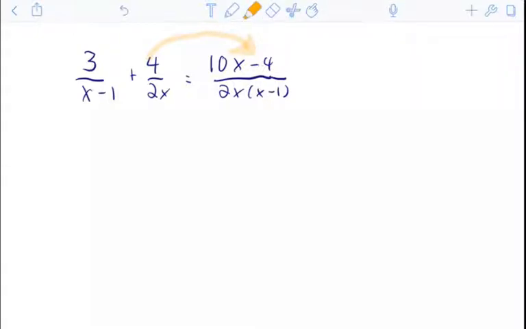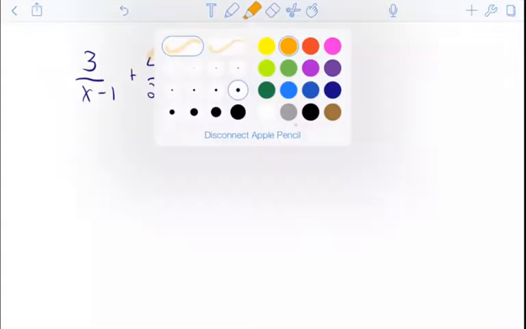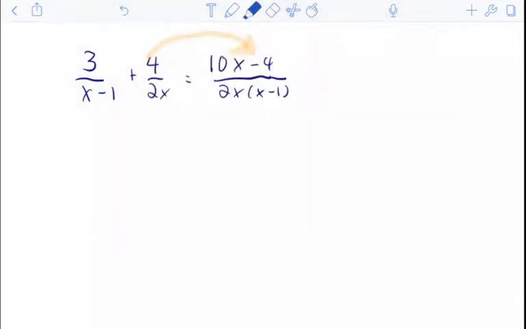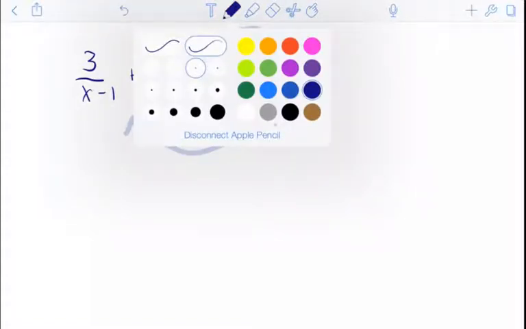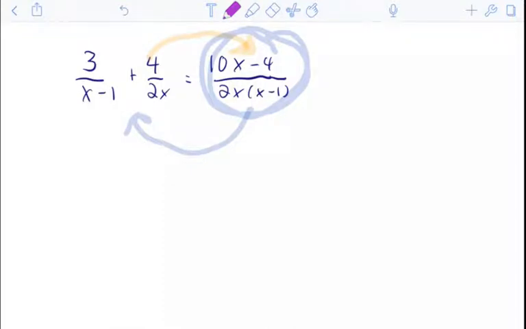So one question you can ask is, is it possible to go the other way? Is it possible to start with this one and break it into two pieces? And the answer is yes. You can't do it all the time, but when you can, we can figure out what these two terms are using something called the method of partial fractions.